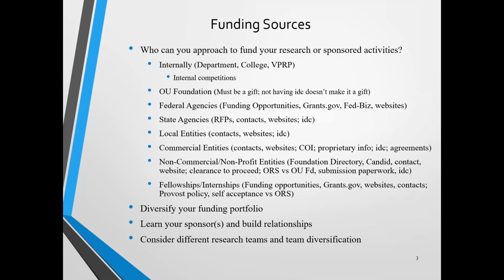You can get funds from a variety of federal agencies. The announcements for those requests for funding come out in what's called funding opportunities, and you can get those through grants.gov, FedBiz, and various sponsor websites. State agencies are also a source of funding. They'll issue RFPs, or you might have contacts within the state agency that give you a heads up that there might be a funding request coming out. They also post some information on their websites if you periodically check on their website to see.